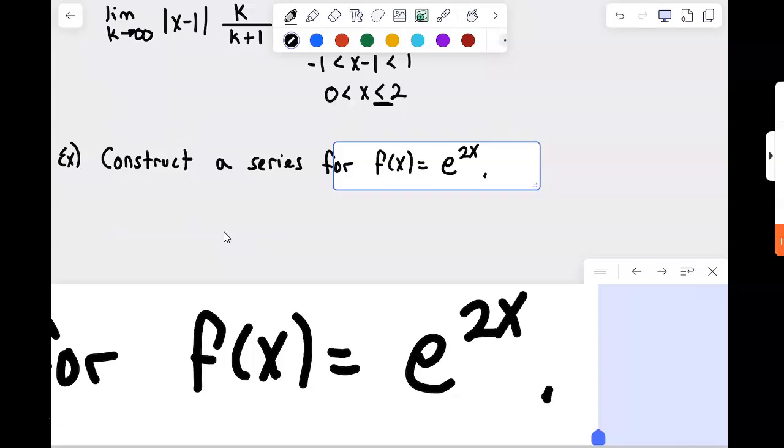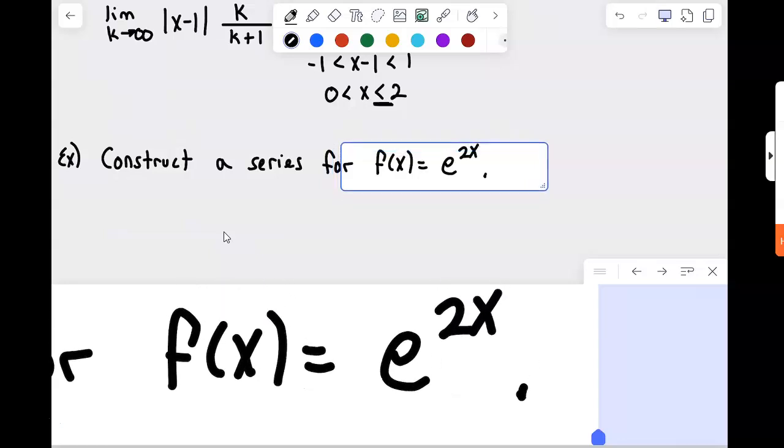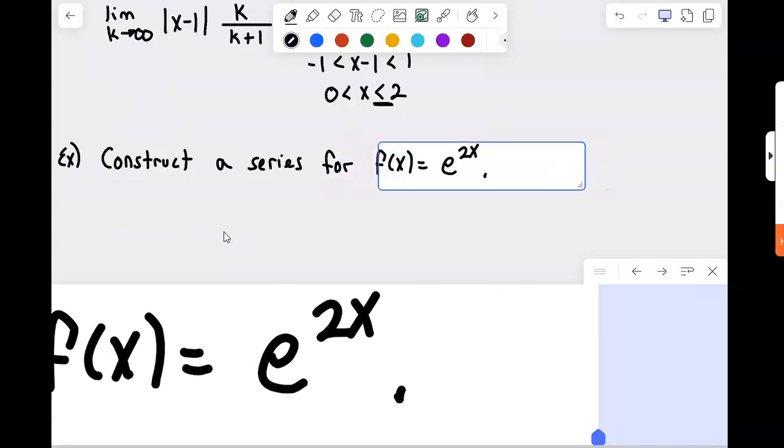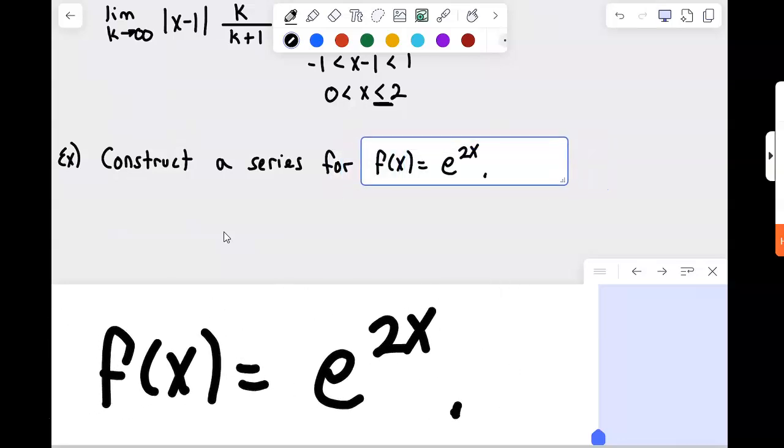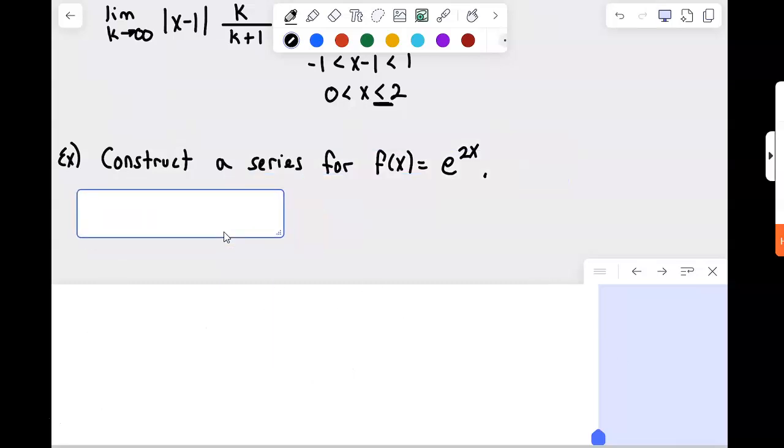Unlike regular e to the x, these derivatives won't always just be e to the 2x. It'll have a coefficient that'll keep changing. So we could do that. Or we could recall that, hey, we've already worked out the series for e to the x. So we actually want to use that series.